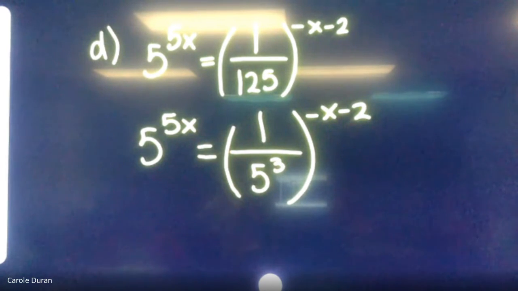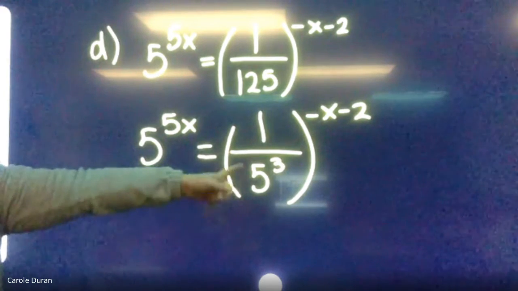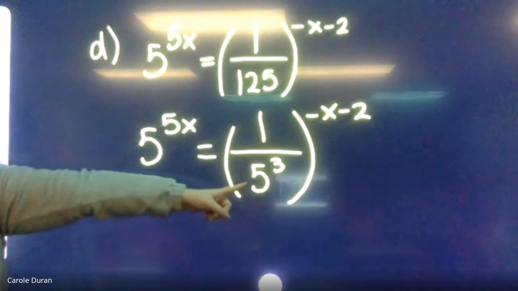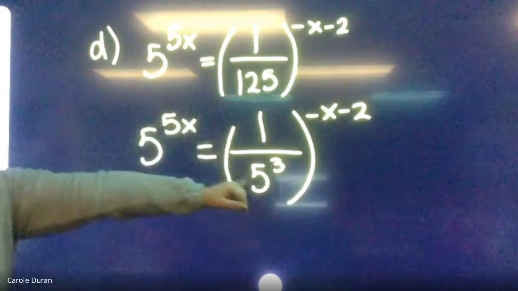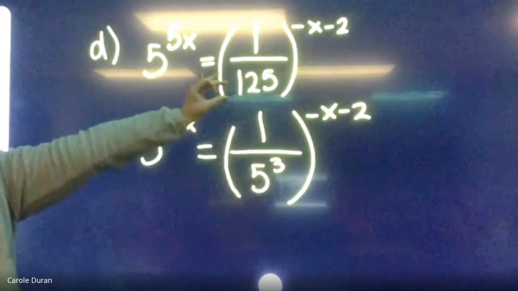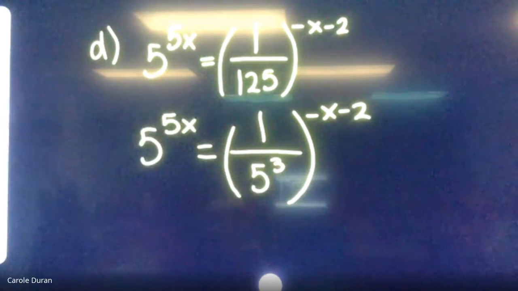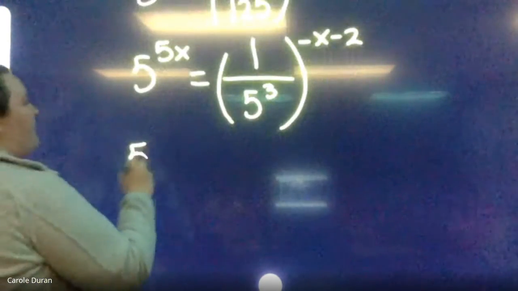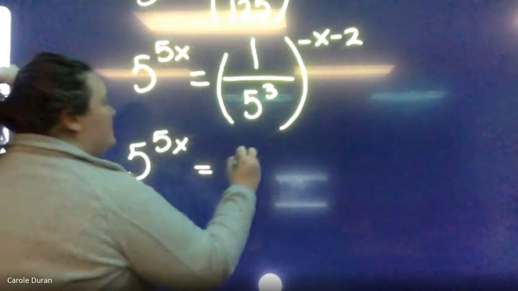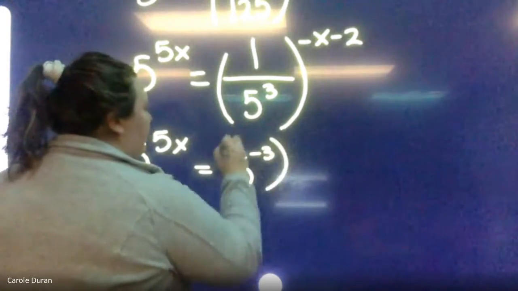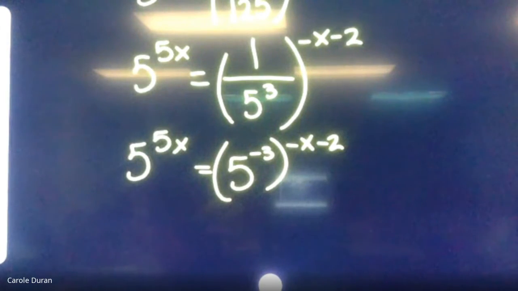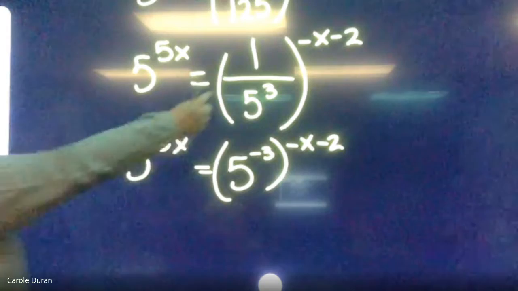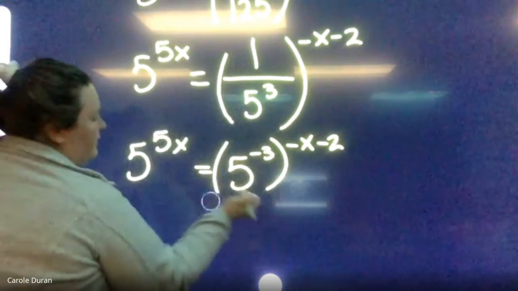I don't know about you, but I will absolutely not do anything if I have a number in my denominator. So I need to bring that up to the top. What happens to that exponent 3 when I bring it to the top? It becomes negative. So this is equivalent to 5 to the 5x equals 5 to the negative 3 to the negative x minus 2 power. Those are the exact same. This and this are equivalent to each other.